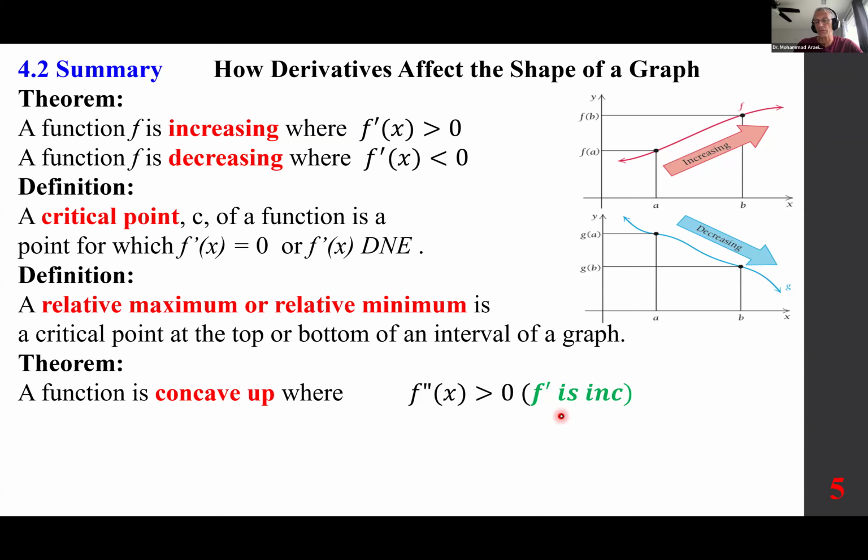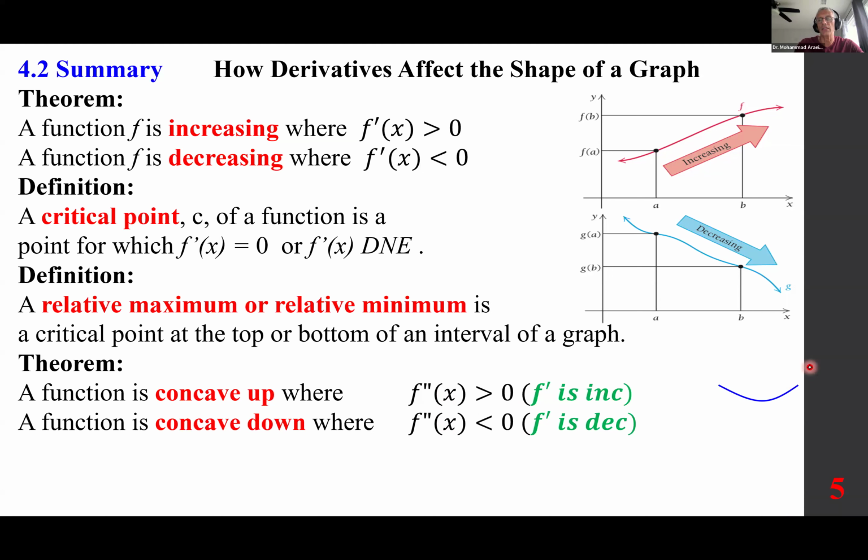In other words, f prime is increasing, looking like that. It can hold water. That's what we said in pre-calculus. A function is concave down where f double prime is negative. In other words, f prime is decreasing, looking like that. So it cannot hold water.